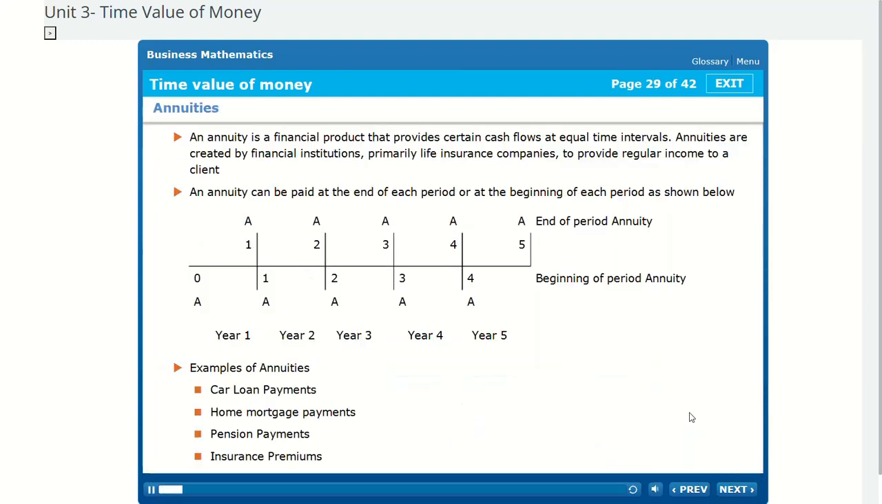Annuities. An annuity is a financial product that provides certain cash flows at equal time intervals. Annuities are created by financial institutions, primarily life insurance companies, to provide regular income to a client. An annuity can be paid at the end of each period, or at the beginning of each period as shown below. Examples of annuities: car loan payments, home mortgage payments, pension payments, insurance premiums.